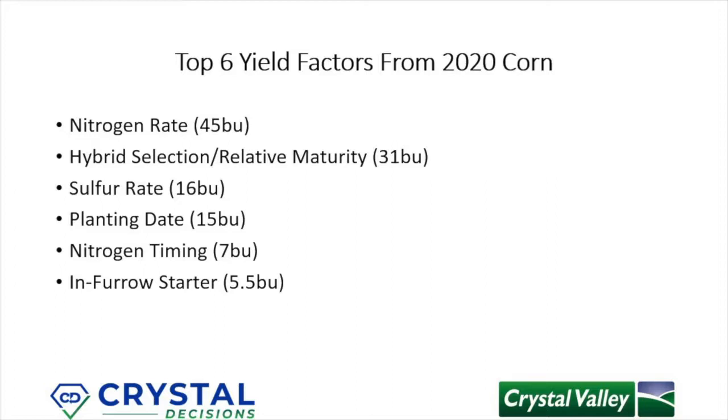We've got some studies we'll touch on to show that, but on average there's about a 45 bushel response to nitrogen rate. Hybrid selection had about a 30 bushel response this year. We look at sulfur rate, planting date, and nitrogen timing were all big factors. And then we also, in-furrow starter and fertility made our top list as well.